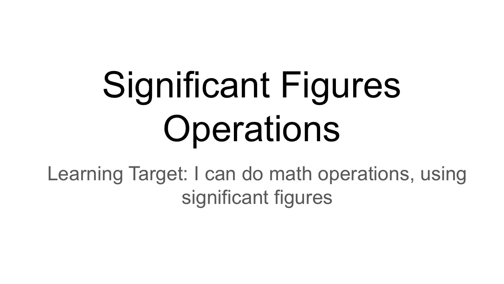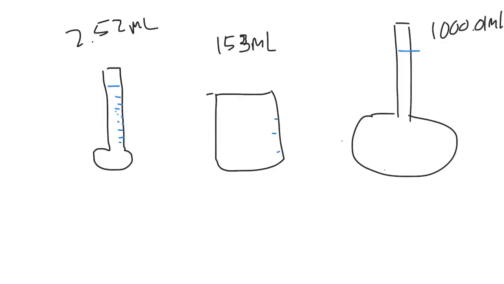Okay, everybody, this lesson is going to be about significant figure operations. Now that we've learned how to count significant figures, we're going to be able to do math operations using significant figures: addition, subtraction, multiplication, and division. So remember, the goal behind all these significant figures is that we're trying to make sure that our measurements that we're reporting in a lab are not any more precise than our least precise measurement.